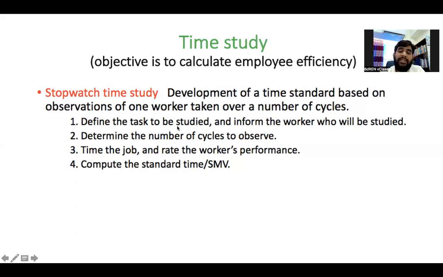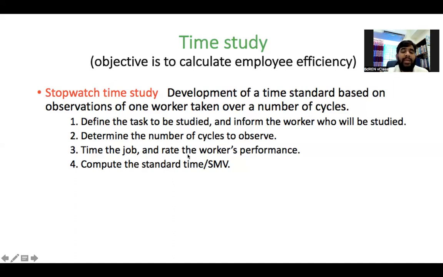stopwatch time study. And how can you do a time study? You first have to define the task to be studied. So whether you are going to study time for cutting, sewing, or finishing, you have to set it. And then determine the number of cycles, that is, how many times you will observe. For example, you have chosen cutting. So how many times will you observe? We will know the standard number of cycles.